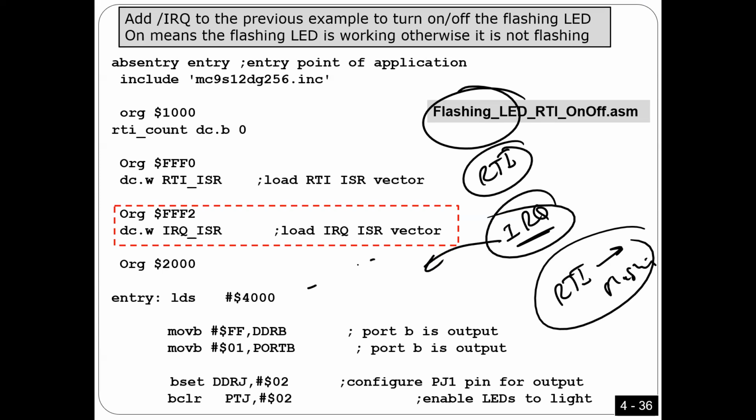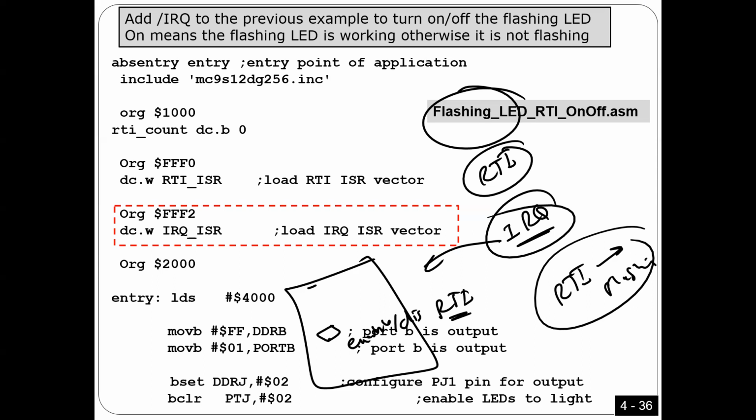Inside the IRQ subroutine, there is one bit to enable or disable RTI interrupts. I'm going to flip this bit. That's it. When I flip this bit, if RTI interrupts are on, I'm going to make them off. If RTI is off, I'm going to make it on. Very simple. You got what I'm saying? That's what I'm going to do right now, so I'm going to write it here inside IRQ.